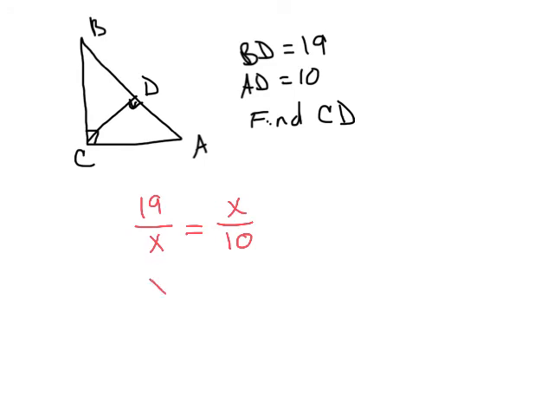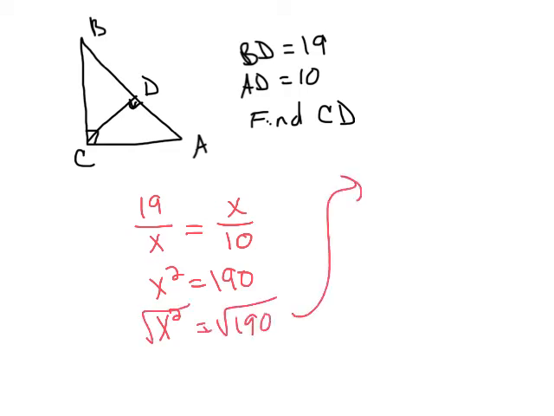Cross multiplying, I have x squared is equal to 190. And 190 is not a perfect square. So if we're going to round to the nearest decimal, let me see what that is. That's going to be x. We have to take the square root of 190, and in this case we're going to round to, let's say, 1 decimal place. So x is going to be approximately equal to 13.8.